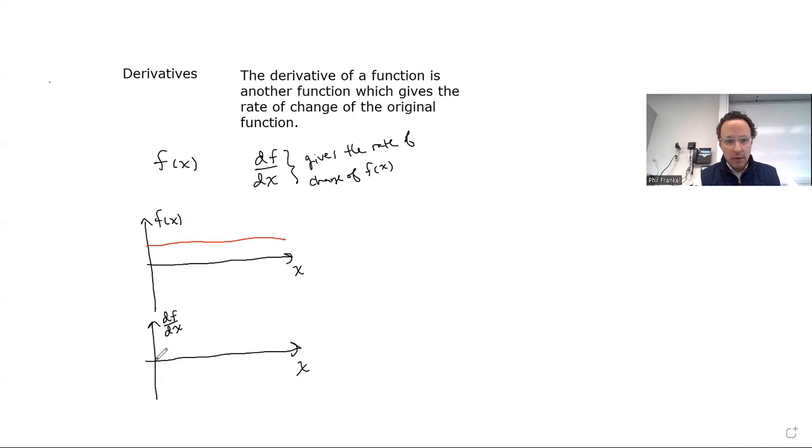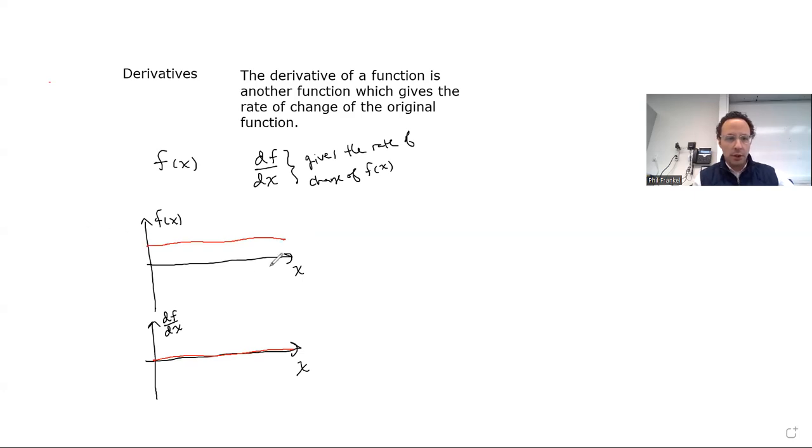So I would plot the derivative of that function on the axis below, and that would just go right along the horizontal over there. Okay, so again, this function has no rate of change. Its rate of change is 0, okay? And that means the rate of change of that function is 0, and I'm just plotting 0 along the axis below. Here's another example.